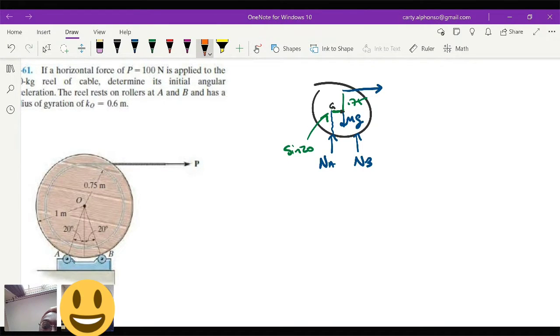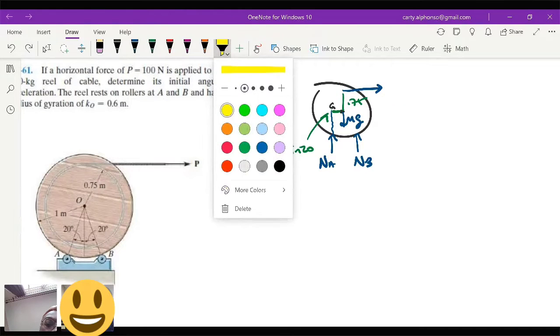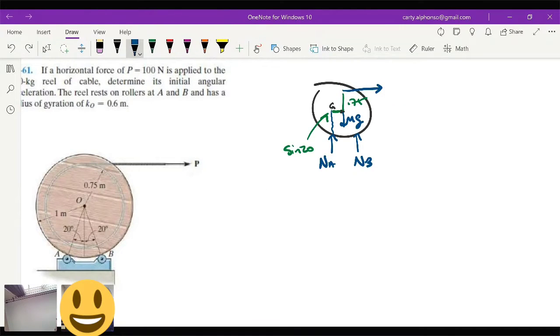So I have action-reaction pairs. And now I need to also make sure that P has its reaction being considered. Because you always have to make sure that there's a reaction to your actions. There may be one. There may not. The reaction for P would be the friction force, right?